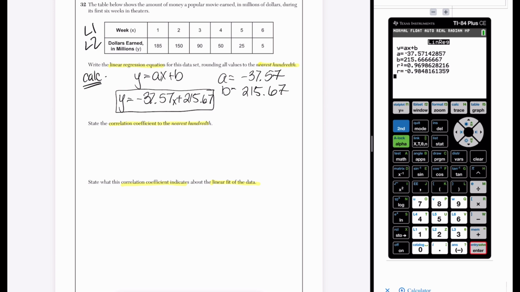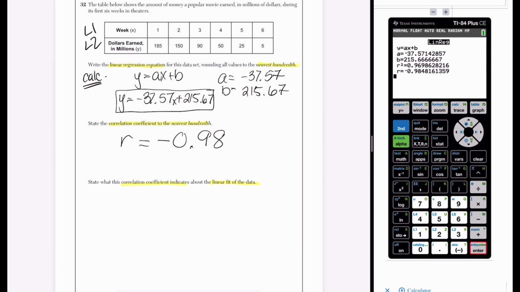And now for the next part, I have to state the correlation coefficient. That's my r. So r is equal to negative 0.98, and there's a 4 behind it, but we want the nearest hundredth, so it's negative 0.98. I stop there. These are rounded.